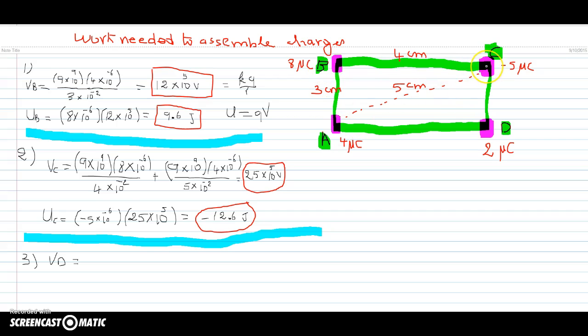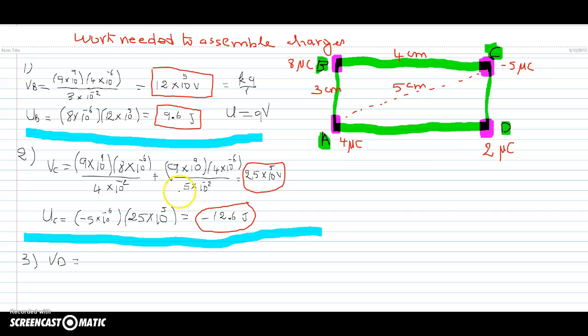Now, if you know the voltage, the energy associated with that charge at that point would be QV. So this is the voltage, and the charge is minus 5 micro. So you see the energy is the charge times the voltage. I find minus 12.6 joules.